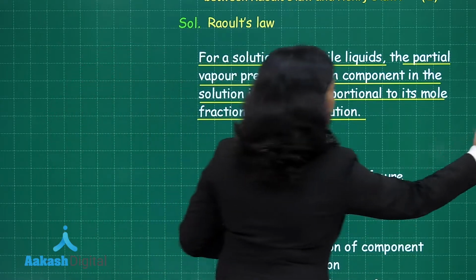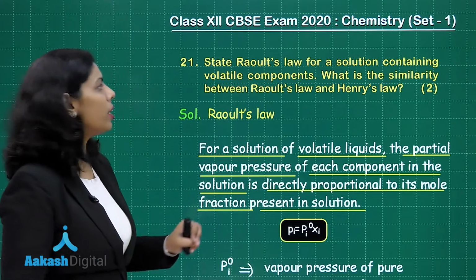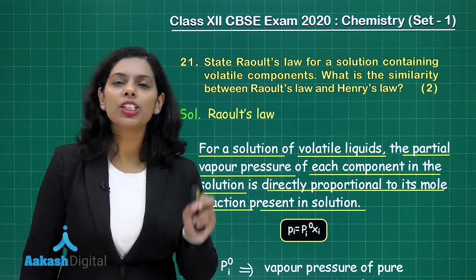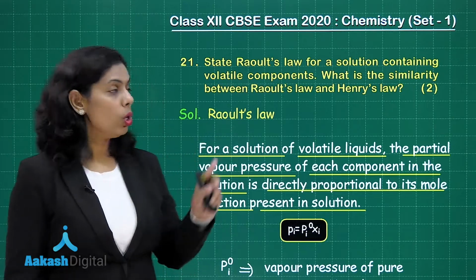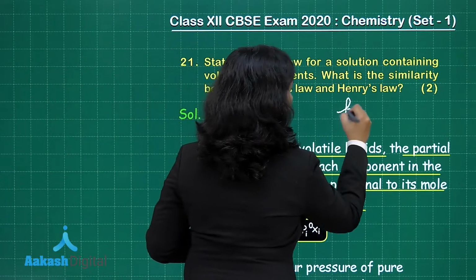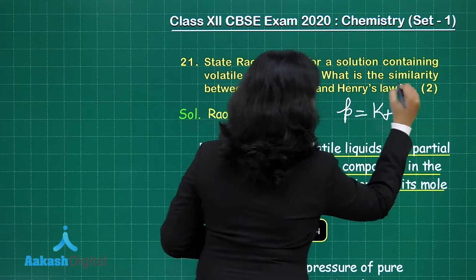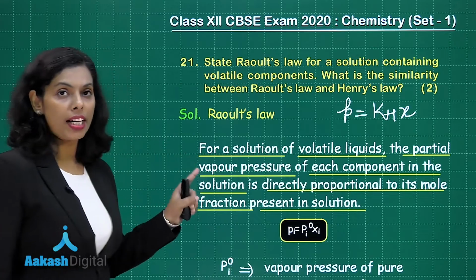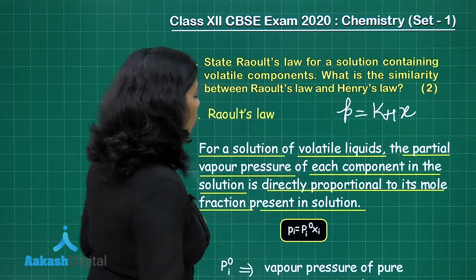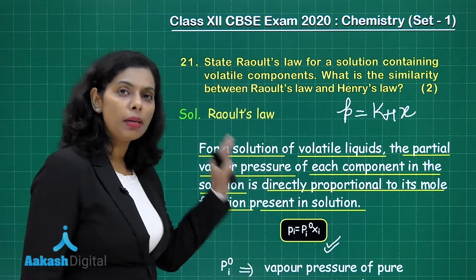Similarly, you need to write the next part, that what is the similarity between Raoult's law and Henry's law. We generally say Raoult's law is a special case of Henry's law. What is the statement of Henry's law? We represent P is equal to KH chi, or X, that is mole fraction basically. So KH is the Henry's law constant. While if I talk about Raoult's law, the statement is written here. We need to just represent the similarity there.